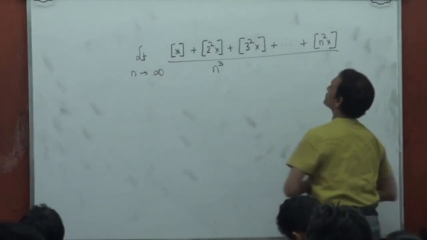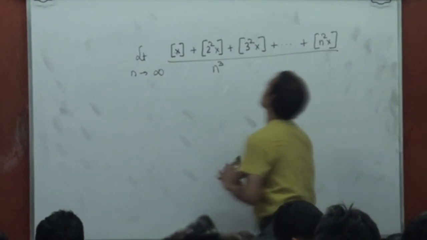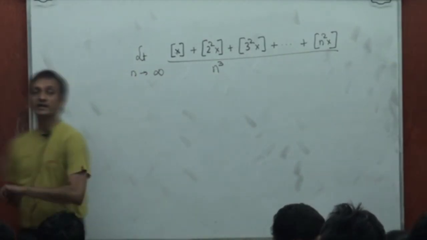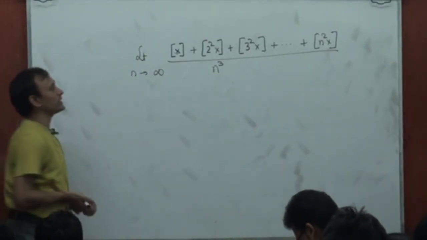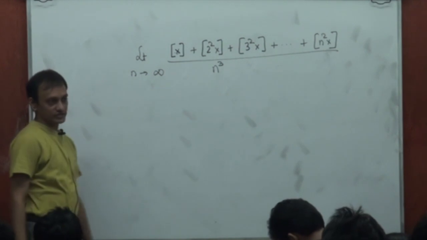Limit as n tends to infinity of floor of x plus floor of 2 squared x plus floor of 3 squared x up to floor of n squared x, as n tends to infinity.